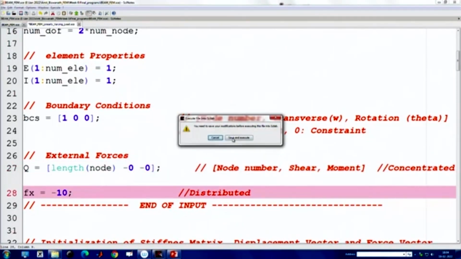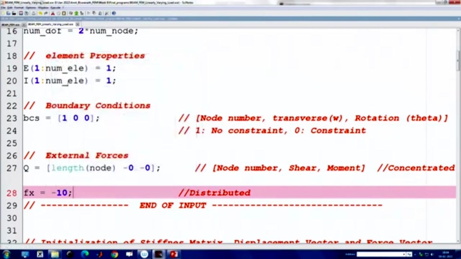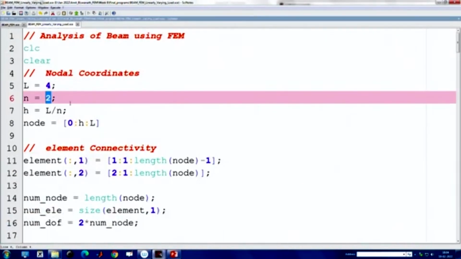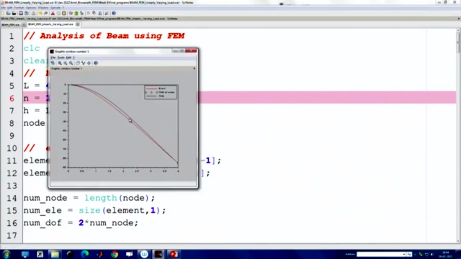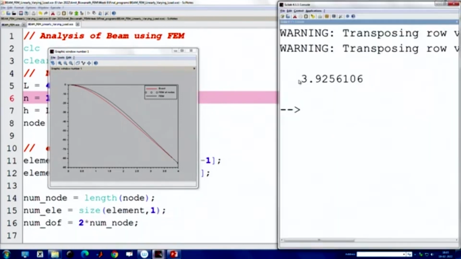Now, this will be the deformed shape. Let's take first one element. This will be the deformed shape. You see the error, black one is the finite element and red one is the exact, and the percentage error is 3.9. For uniformly distributed load, it was 1.6%, and here the error is more because our approximation is cubic, but our actual solution is 5th order. So, that's why the error is more.